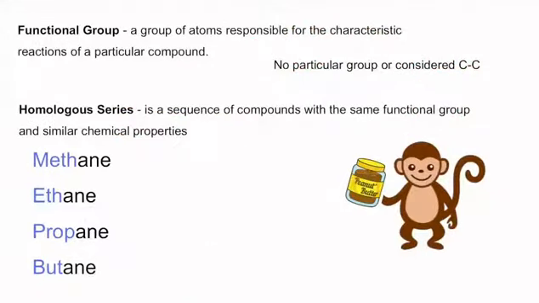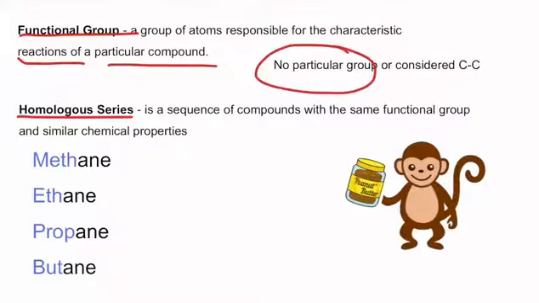Alright guys, so these are 2 other concepts that we have to know about in organic chemistry, and that's the functional group and the homologous series. So first of all, the functional group is a group of atoms responsible for the characteristic reactions of a particular compound. So for our alkanes, we don't really have a functional group, but some people consider the single bond between the carbon atoms to be the functional group. And it would be this single bond that makes sure that the alkanes react in reactions the way they do, and they have the particular characteristics that they do as well.